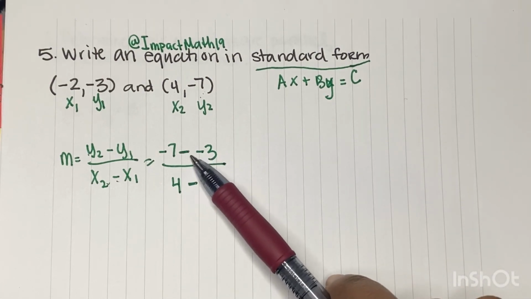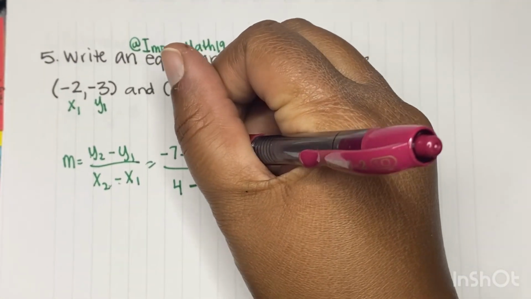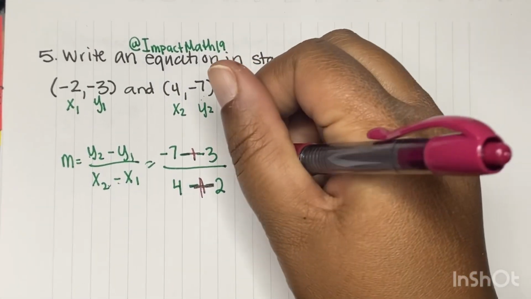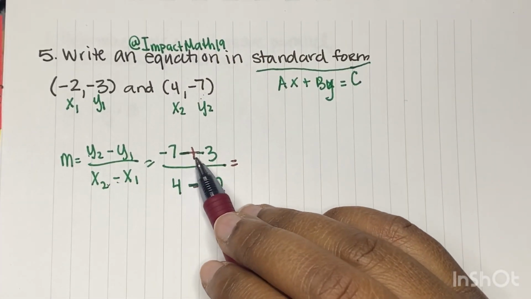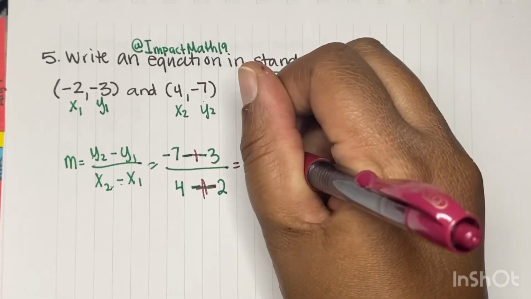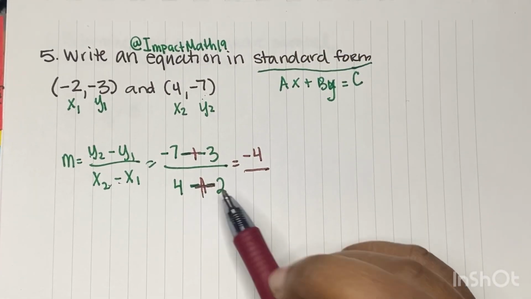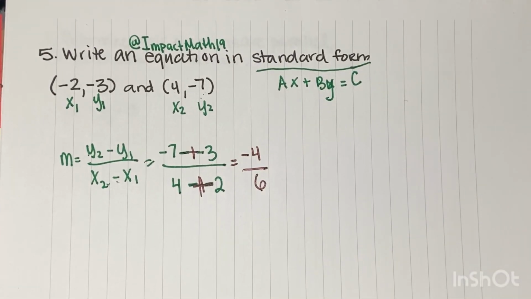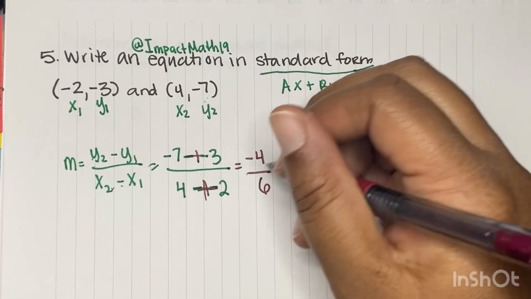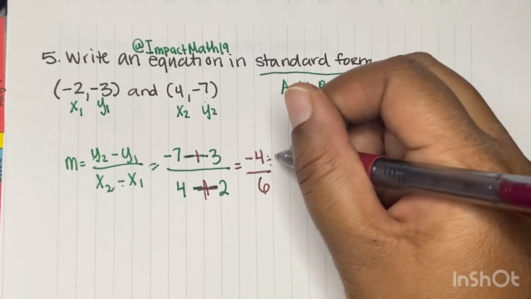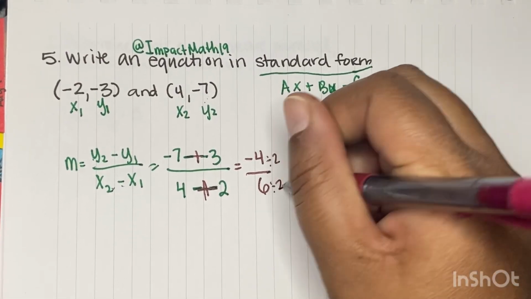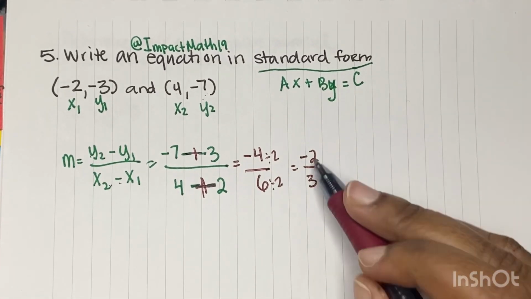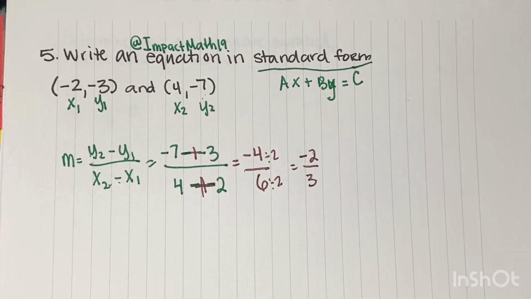Two negatives, when they touch like this, become a positive, so we can make a big positive sign. So we have -7 plus 3, which is -4, and then 4 plus 2, which is 6. And we can simplify this by dividing this by 2 and dividing this by 2. So we get negative 2 over 3. That's our simplified slope. Okay.